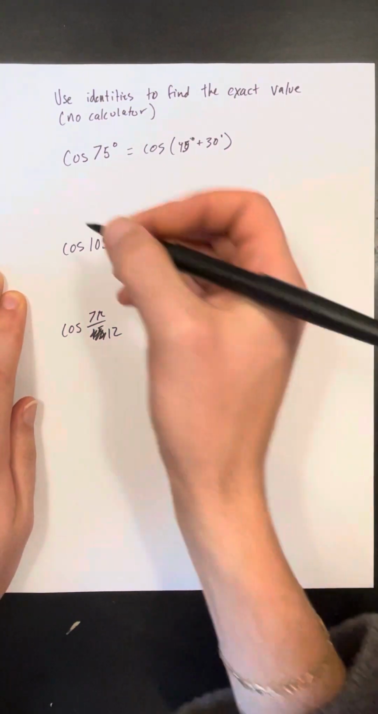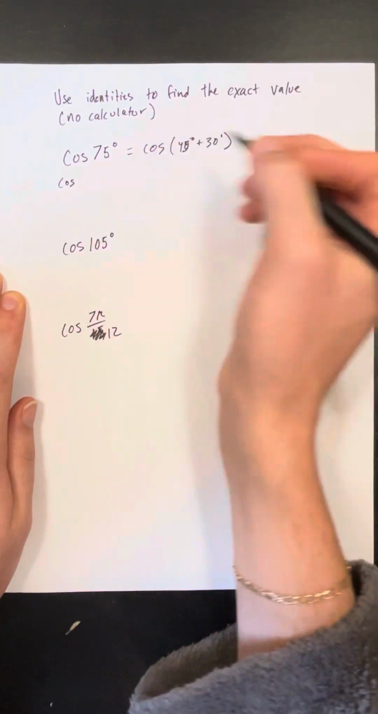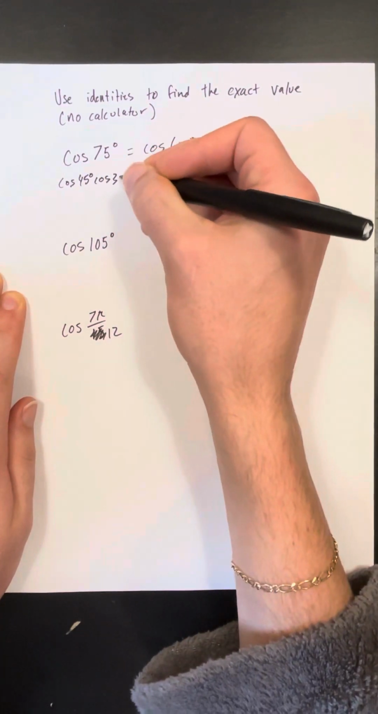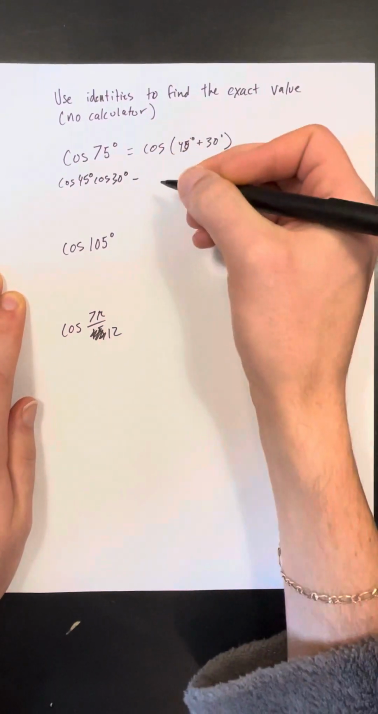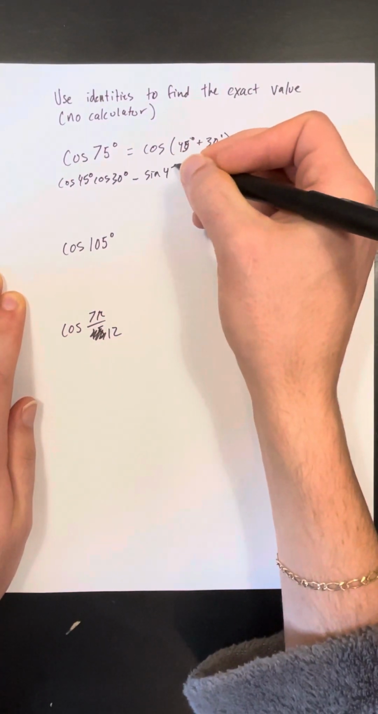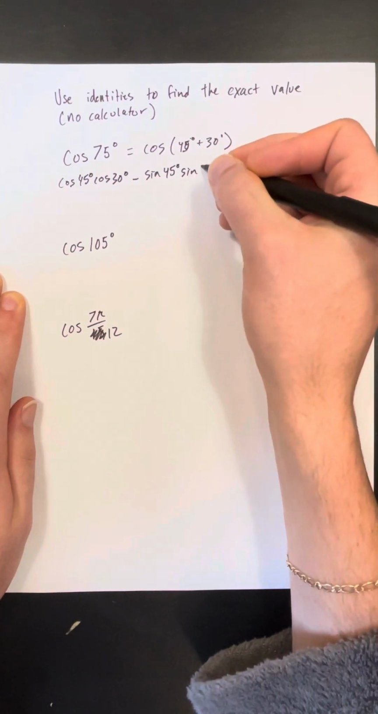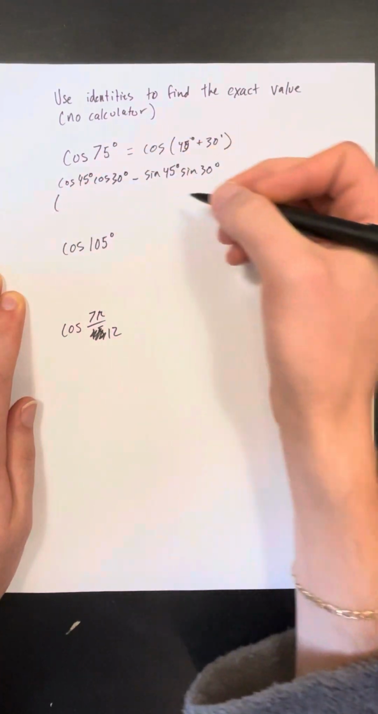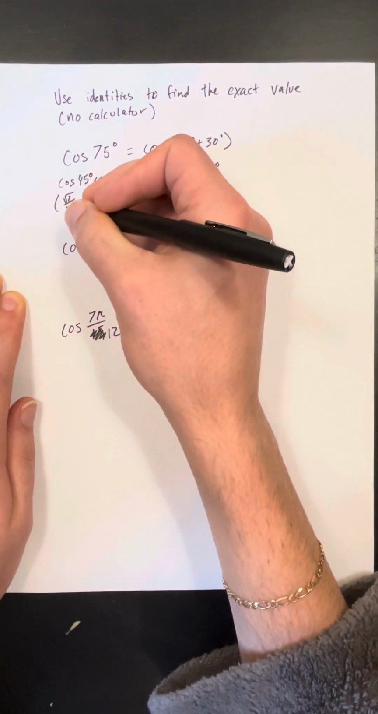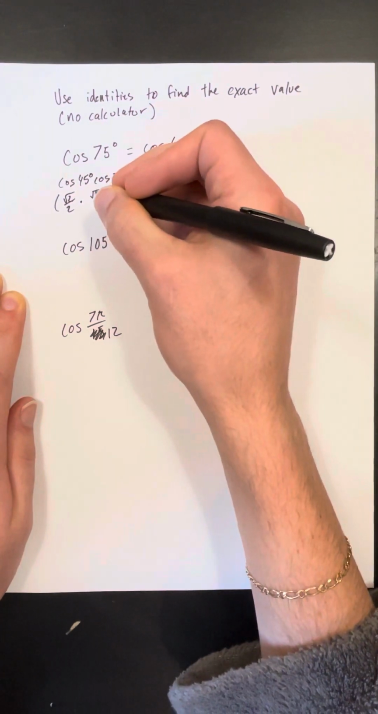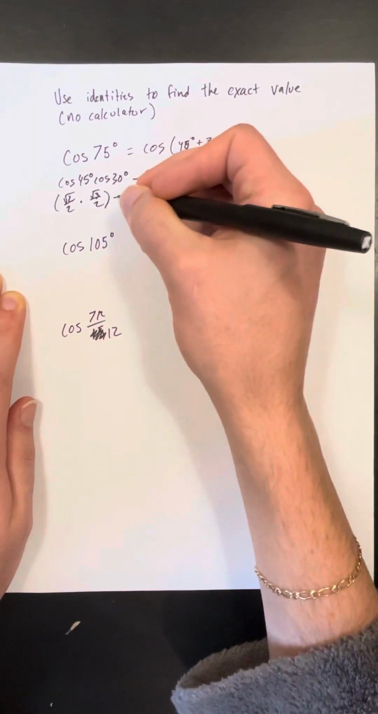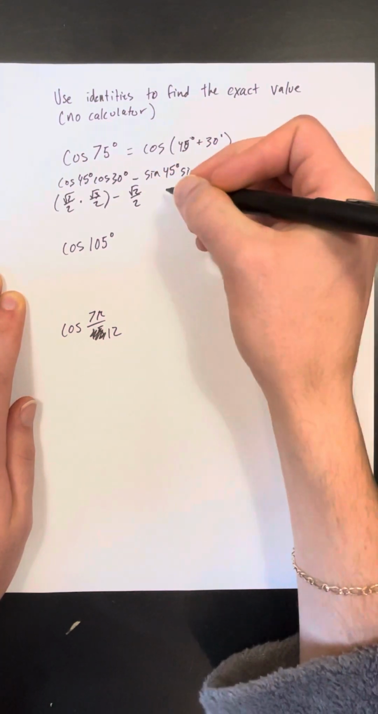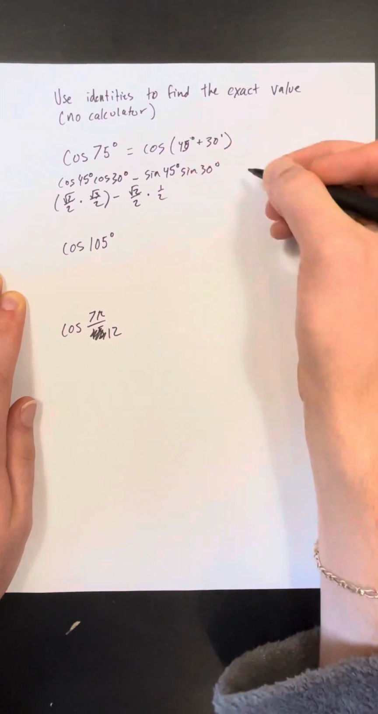And the cosine identity is cosine 45 degrees cosine 30 degrees minus sine 45 degrees sine 30 degrees. And from the unit circle, we know these to be root 2 over 2 times root 3 over 2 minus root 2 over 2 times 1/2 for sine 30.